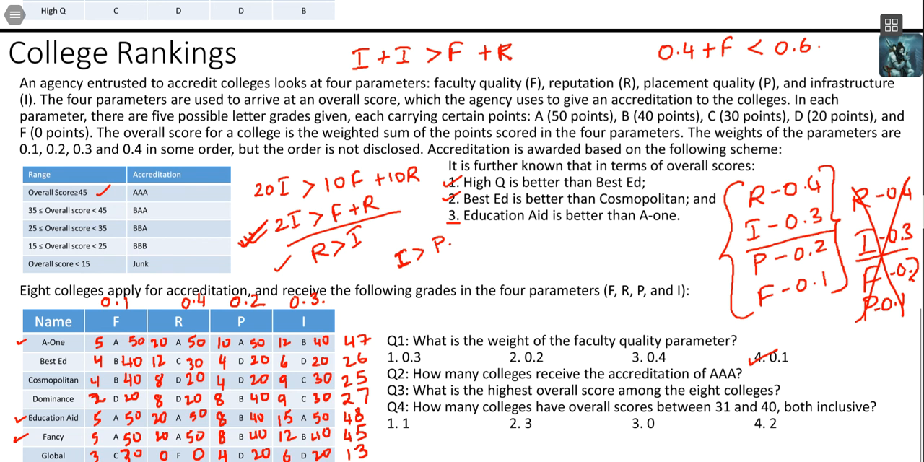Okay. So I know the ratings of every school. How many colleges receive the accreditation of AAA? AAA is greater than 45. So 1, 2, and 3. Answer to question number 2 will be 3. What is the highest overall score among the 8 colleges? The answer is education aid 48. So answer is 48. How many colleges have an overall score between 31 and 40? Not here, not here, not here, not here, not here, not here, not here, not here. Therefore, the answer to the last question is option 3, 0.